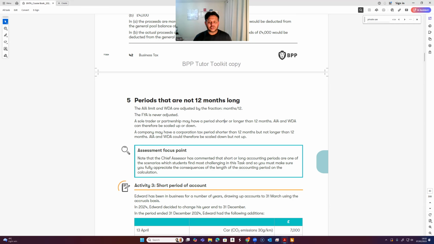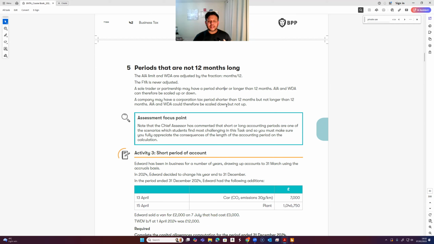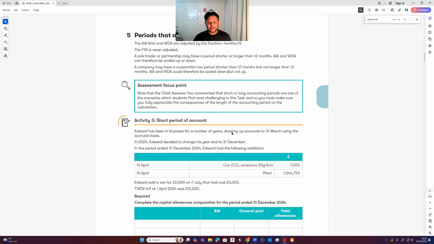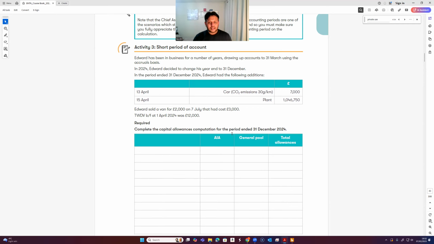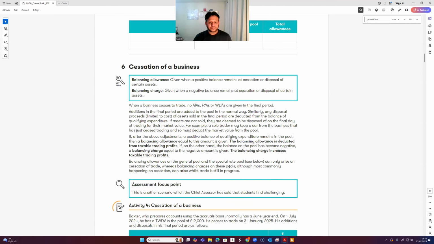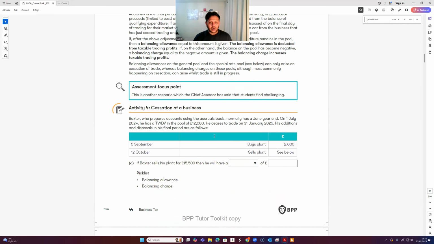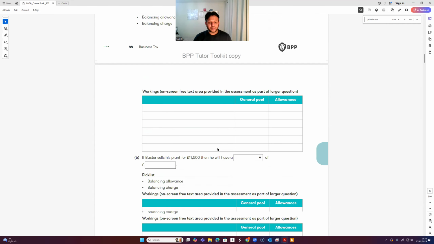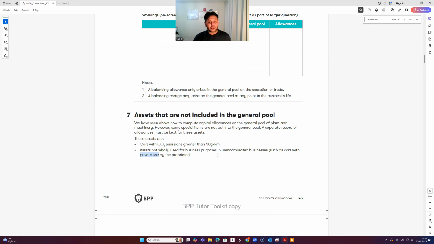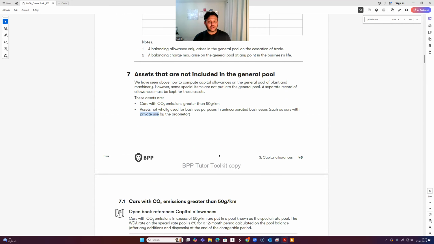So for periods that are not 12 months, you know how to scale it up and down. So basically divide by 12, multiply by 9 for the allowance if it is 9 months, divide by 12, multiply by 6 if it is for 6 months. The FYA is never adjusted, fair enough. We don't have to adjust for the FYA. And then what else do we have here? Balancing allowance, balancing charge, we explained that already. So the business could be closed, and at that time only a balancing charge and balancing allowance will be created.